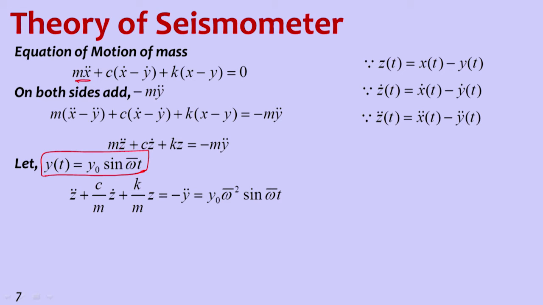So that is, if you double differentiate it, y0 omega square sin omega t. So minus minus will get cancelled. So we can write the terms like c by m is 2 zeta omega n and k by m is omega n square. So this, from the first principles of structural dynamics, we already know that.